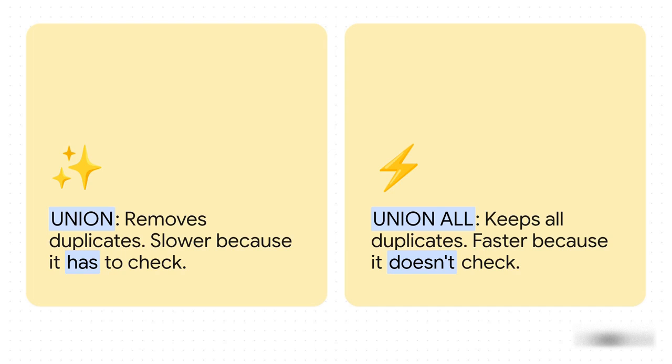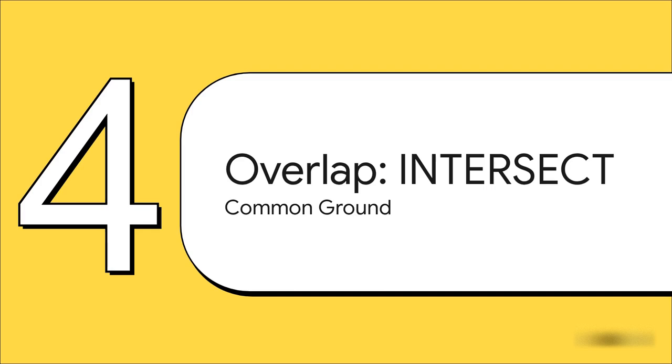So the trade-off is pretty straightforward. Union gives you that clean, unique list, but it's a little bit slower because it has to do that duplicate check. Union all is way faster because it skips the check, but you'll get every single row from both tables. Okay, on to the next challenge.